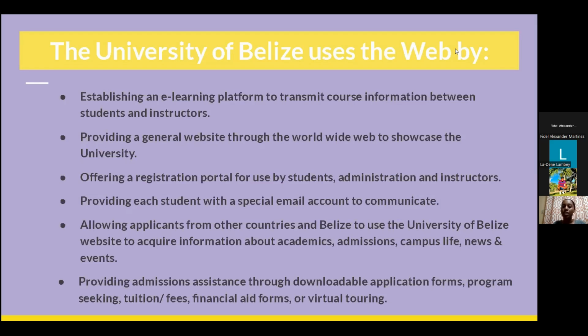The university also uses the web by allowing applicants from other countries and Belize to use the UB website to acquire information about academics, admissions, campus life, and news and events. UB also uses the web to provide admissions assistance through downloadable application forms, program seeking, tuition fees, financial aid forms, and virtual touring.